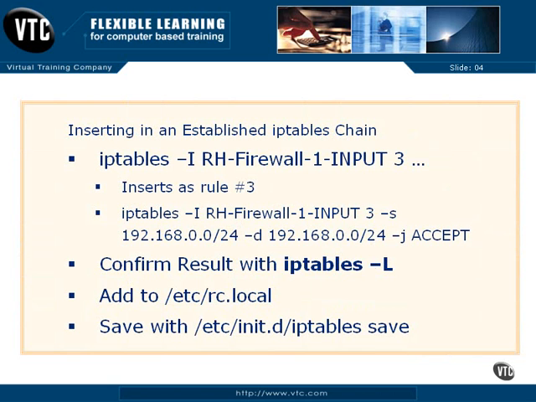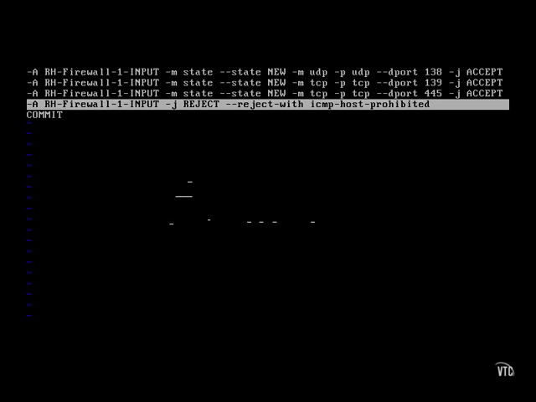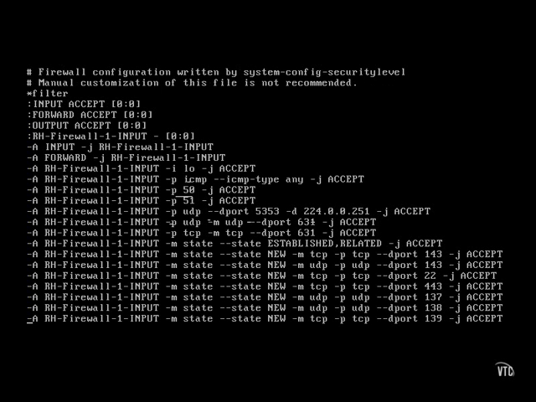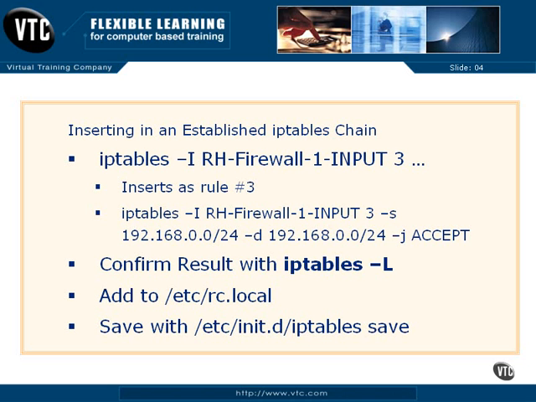So you may want to insert the rule into an established iptables chain. And that requires the -I switch. If you use the -I and specify the chain, in this case, the name of the chain is RH-firewall-1-INPUT, you'll also want to specify the rule number. Otherwise, it goes at the top of the chain.